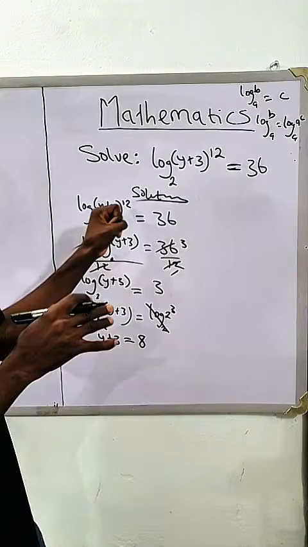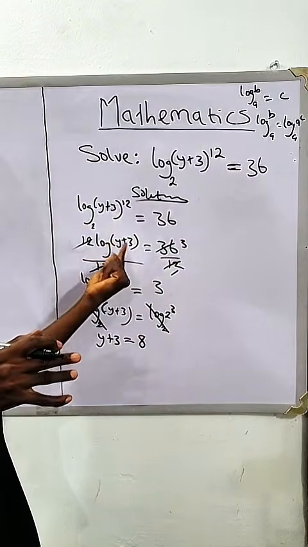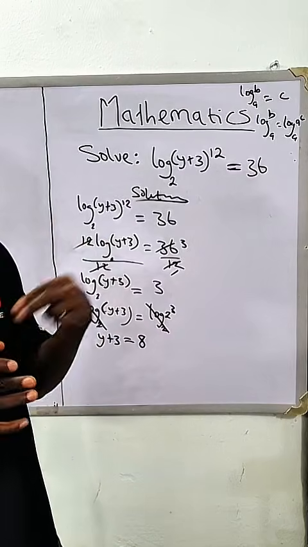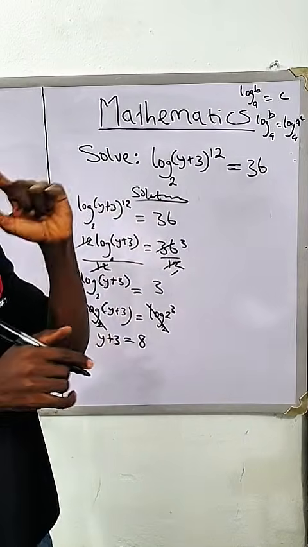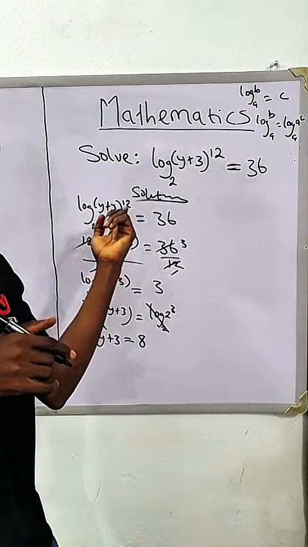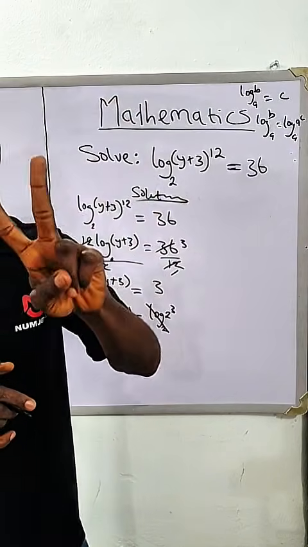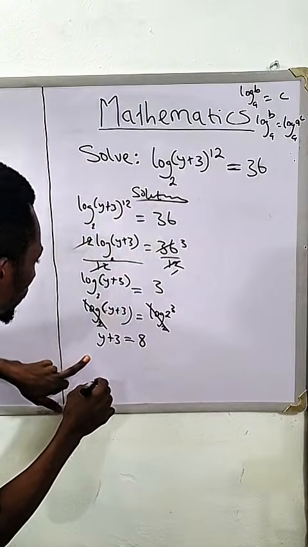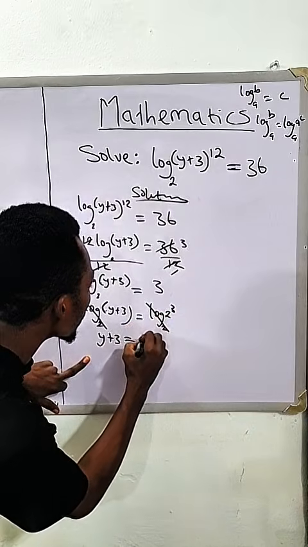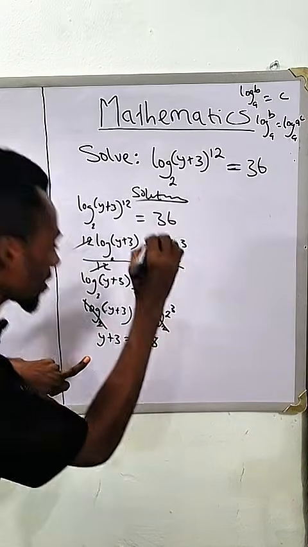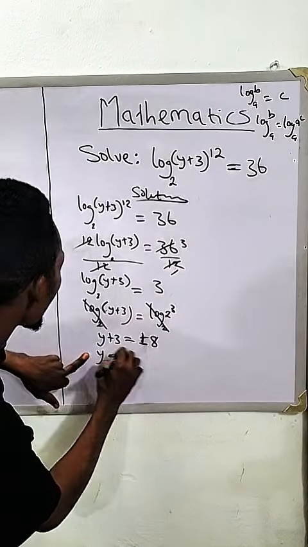This power is even. Once the power is even, we are going to have two values of the unknown, which is y. But if the index is odd, we are going to have one value. But it is even here. The index, that is the power, is 12, and 12 is even. So we're going to have two values of y. Because of that, y plus 3 is equal to plus or minus 8. Okay? Y plus 3 is equal to plus or minus 8.